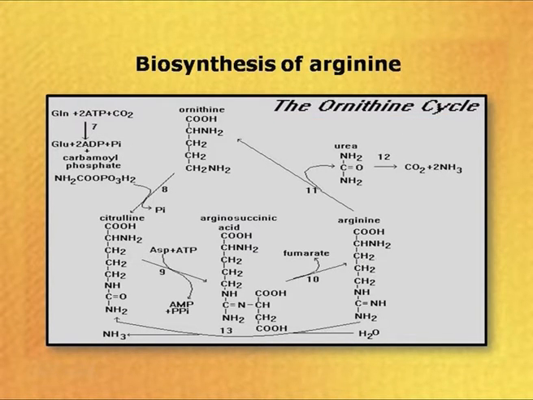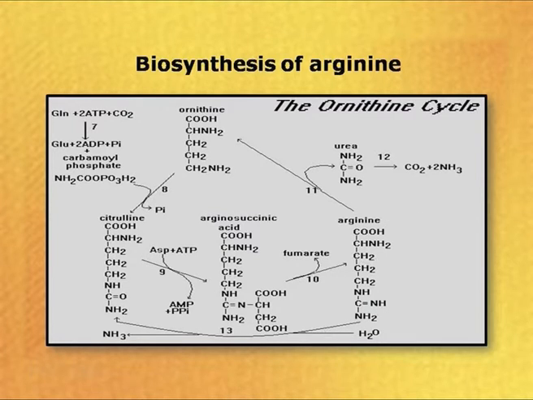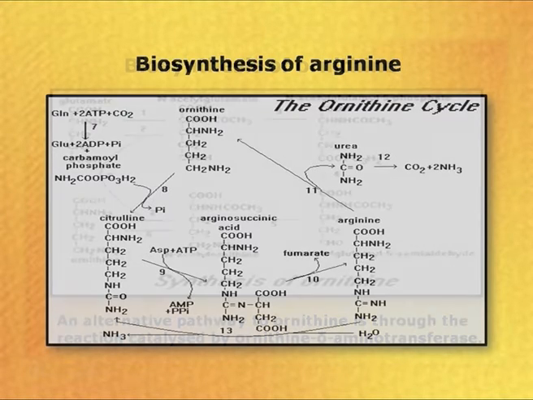This I have discussed in my previous lecture, that the ornithine cycle consists of 5 steps, and arginine is generated in the 4th step from argininosuccinic acid, releasing fumarate and arginine. The enzyme catalyzing the reaction is argininosuccinate lyase.